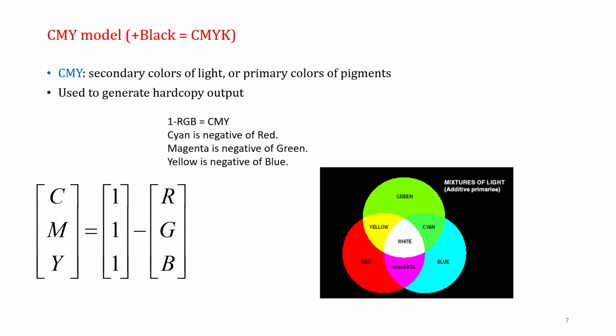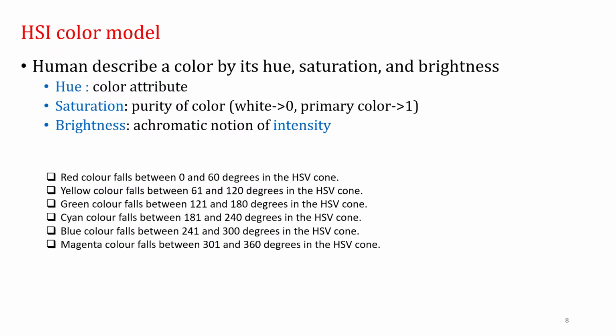K represents the black color. HSI color model: hue means color attribute. Saturation means purity of color. White will be 0, primary color will be 1. Brightness is the achromatic notion of intensity. Red color falls between 0 and 60 degrees in the HSV cone. Yellow color falls between 61 and 120 degrees. Like that, all the color values and where they fall on the HSV cone are given.